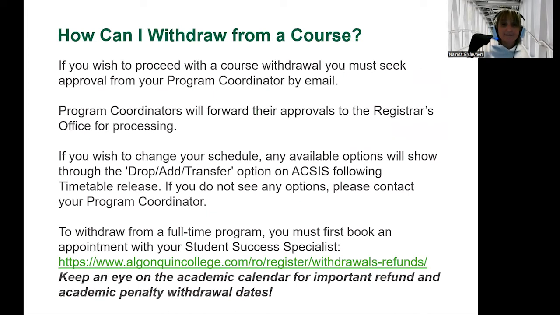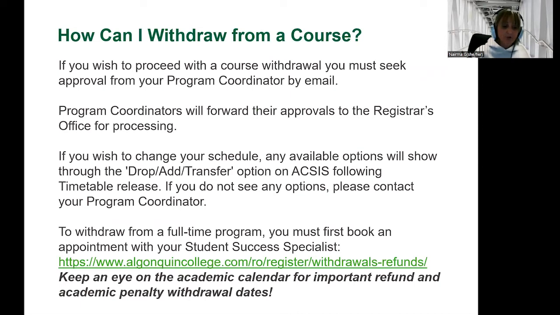Students often ask, how can I withdraw from a course? Continuing education withdrawals can be completed by calling us at 613-727-4724 or by submitting a withdrawal request through www.algonquincollege.com/ro/ask us. Full-time withdrawals are a little different.